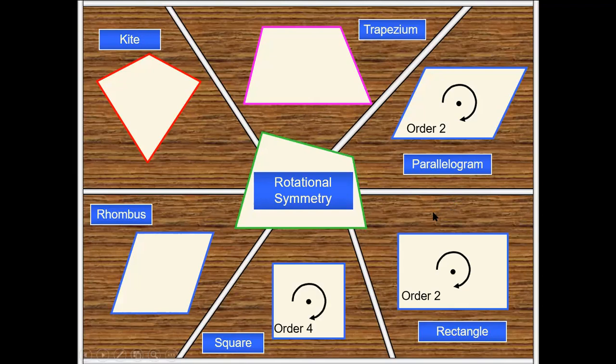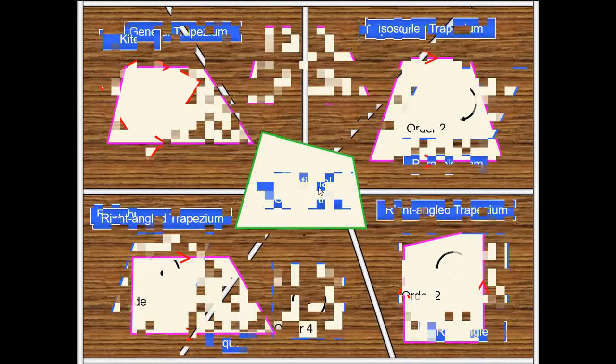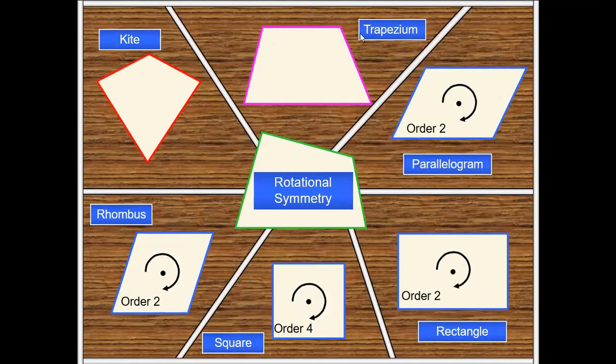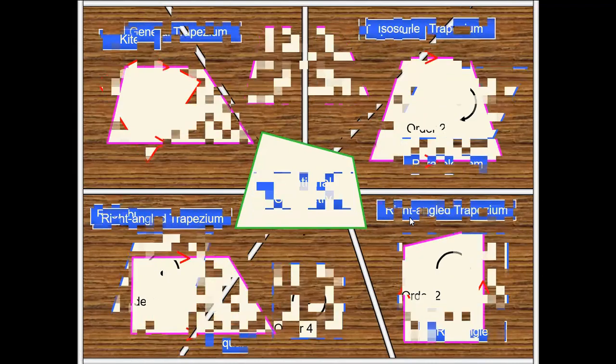Sa square kaya ilan? 4. Bakit? Kasi kahit isang quarter turn mo lang dyan, pare-parehas lang yan. Magkakamukha lang ang magiging itsura niya. How about sa rhombus? Dalawa. While sa kite and trapezium, wala. Okay?